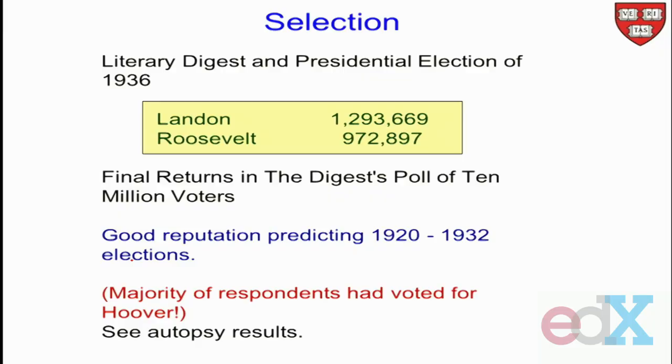So, okay, selection bias. Now, the classic example of selection bias is what happened, and it's happened repeatedly, but I've just chosen this one from 1936 because it made such a big difference, and also because it's topical right now. In 1936, the Literary Digest predicted the outcome of the presidential election, and they had Landon with 1.3 million to beat Roosevelt, who they predicted would only get 972,000 votes. And of course we know that they were wrong.